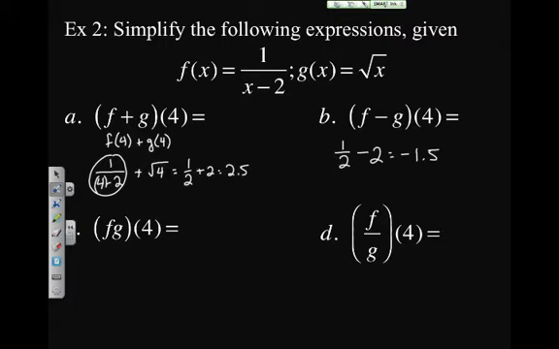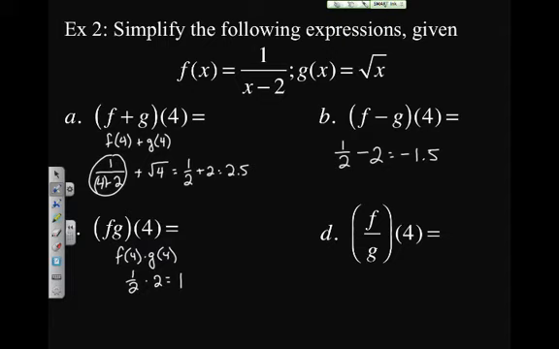When we have f times g of 4, remember that's f of 4 times g of 4. We already know what f of 4 is. It's 1/2. We know what g of 4 is. It's 2. And 1/2 times 2 is 1.